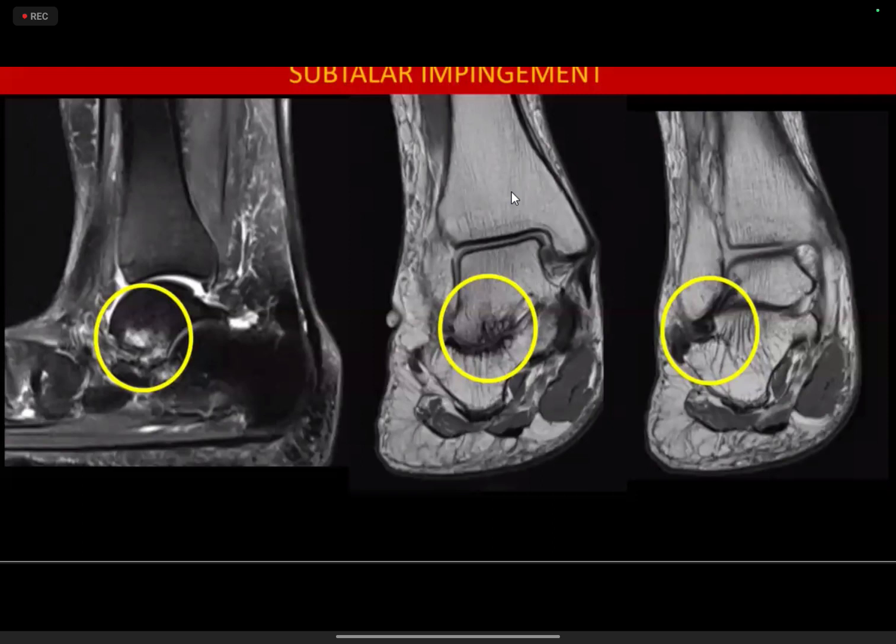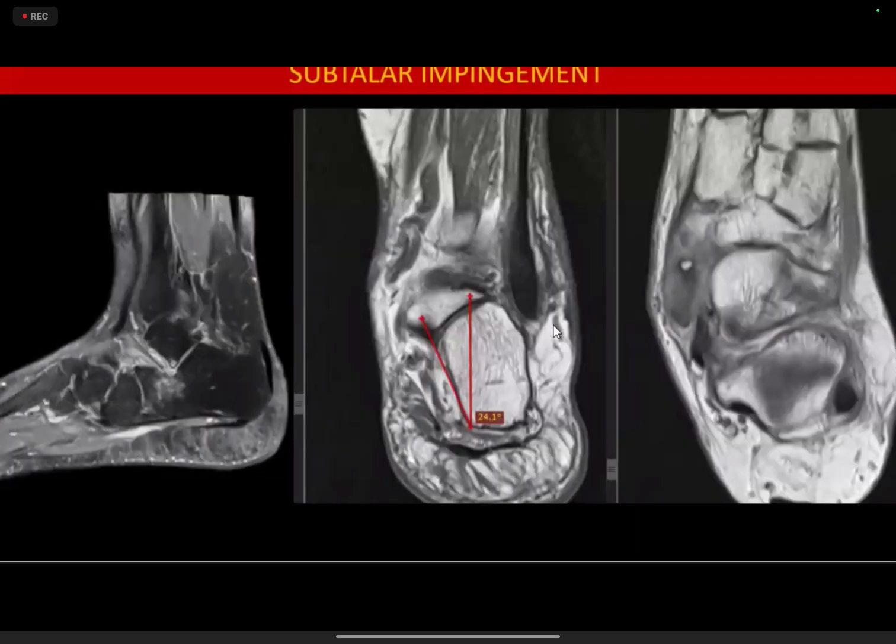So this is an example of subtalar impingement in which we can see both talocalcaneal and calcaneofibular impingement. On the sagittal images, we can see marrow edema along the opposing lateral talar processes, right? And on the coronal images, we can see edema and scarring and secondary entrapment of the calcaneofibular ligament. The patient usually presents with lateral ankle pain, and this is the cause.